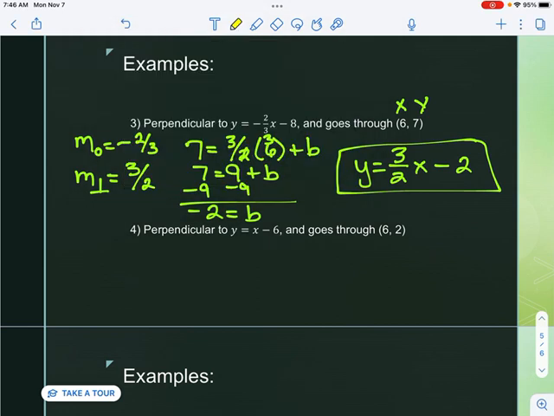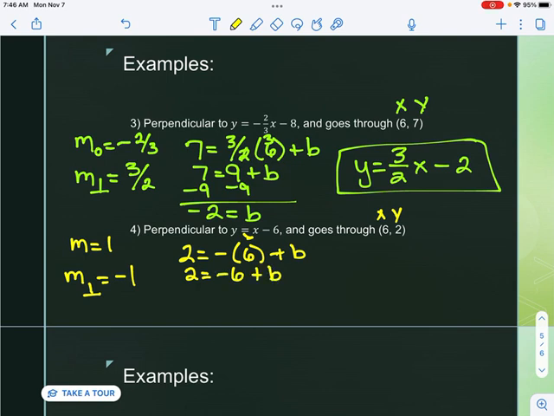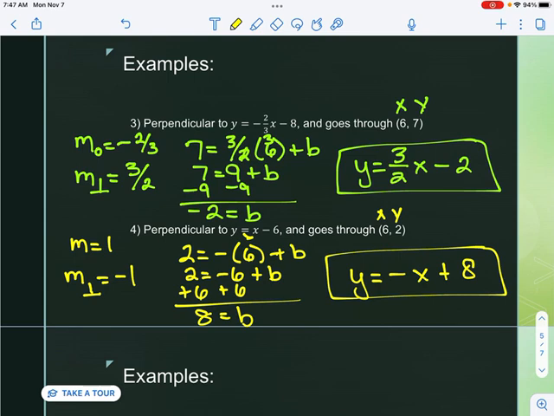And our last one here of this kind: my slope of my original is 1. The slope of the perpendicular is negative 1. Then I use my point, x comma y. So 2 equals negative 1 times 6 plus b. So that would become negative 6 plus b. I add my 6 to both sides, and I get 8 equals b. So now I go to my equation, y equals negative x plus 8. And there would be the answer.